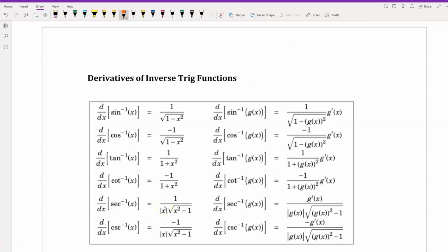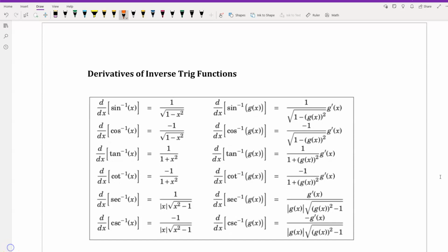So here on this part I have a list of derivatives of inverse trigonometric functions. So we have them for inverse sine, inverse cosine, inverse tangent, inverse cotangent, inverse secant, and inverse cosecant. So if needed, we're going to use this page.